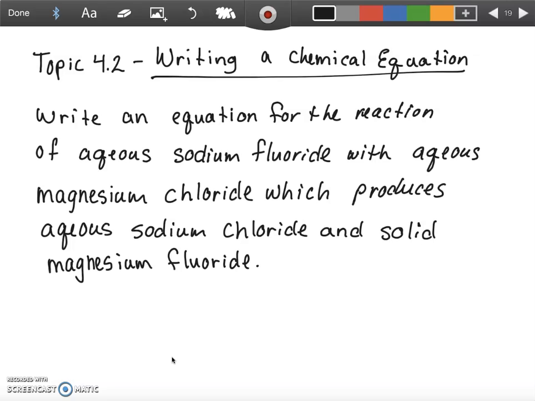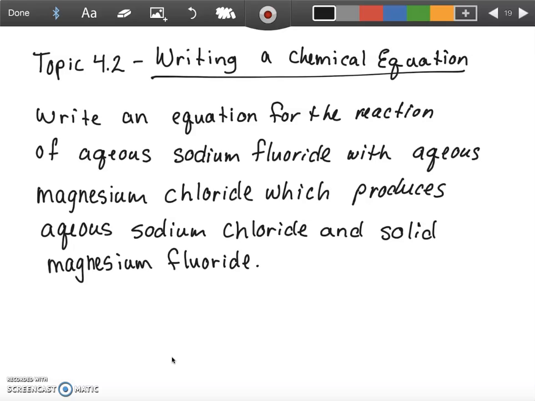It says, write an equation for the reaction of aqueous sodium fluoride with aqueous magnesium chloride, which produces aqueous sodium chloride and solid magnesium fluoride. So now when we're going to write these equations, we need to make sure that we are writing the correct formula for each substance, that we are including the correct state in parentheses subscripted for each substance, and that we are also balancing the chemical equation as well.